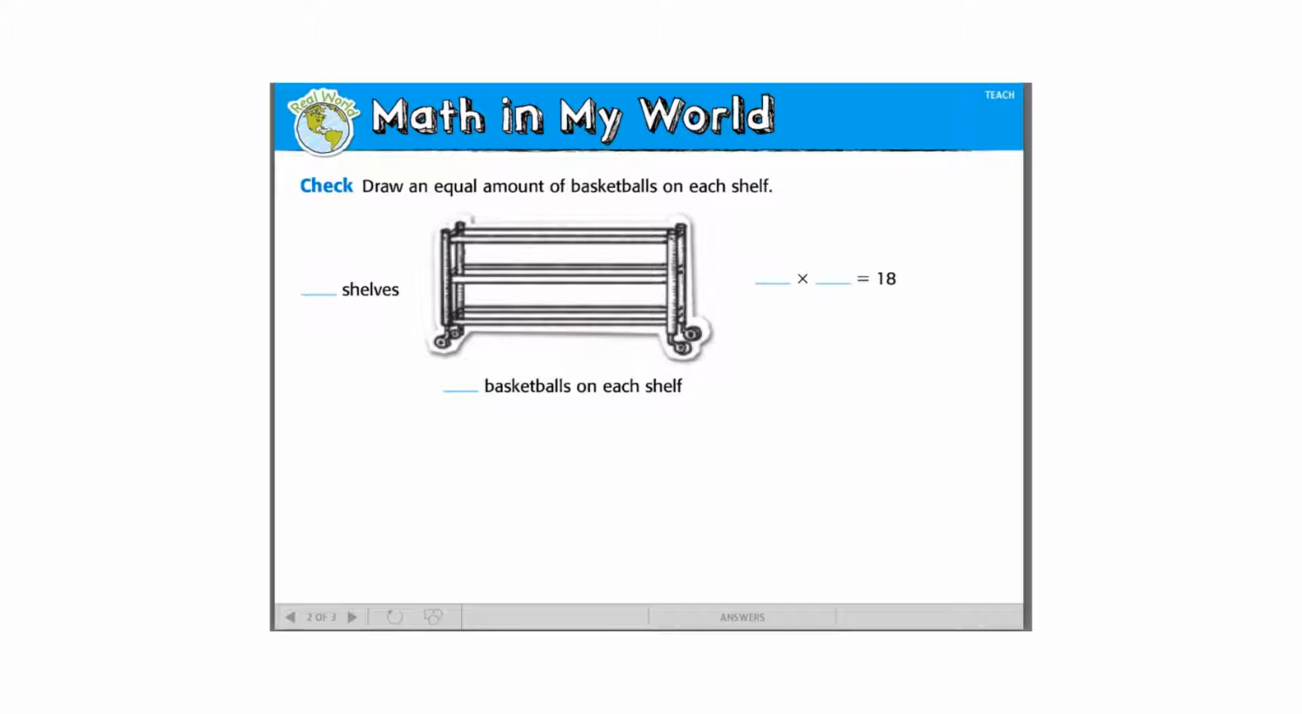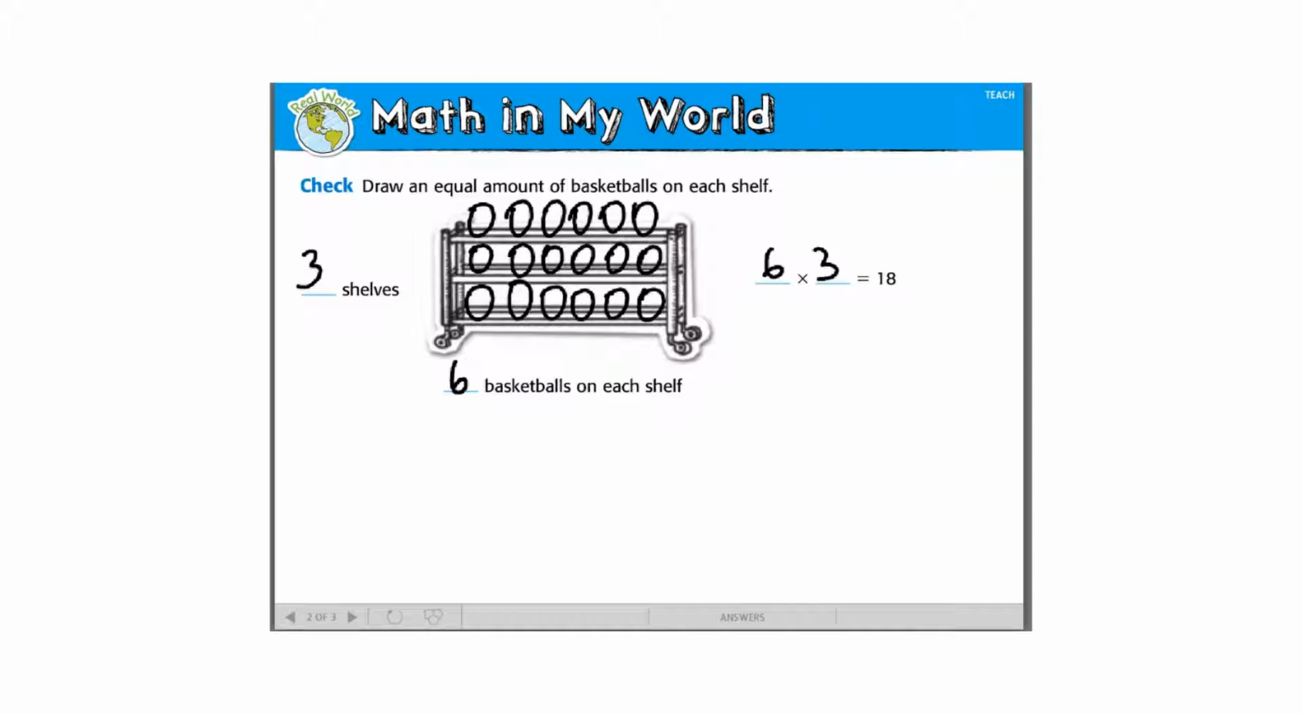Here's your, this one looks better than my drawing. So you have 3 shelves. And then if you drew all the basketballs in, you have 6 times 3 is 18, and 6 basketballs on each shelf.